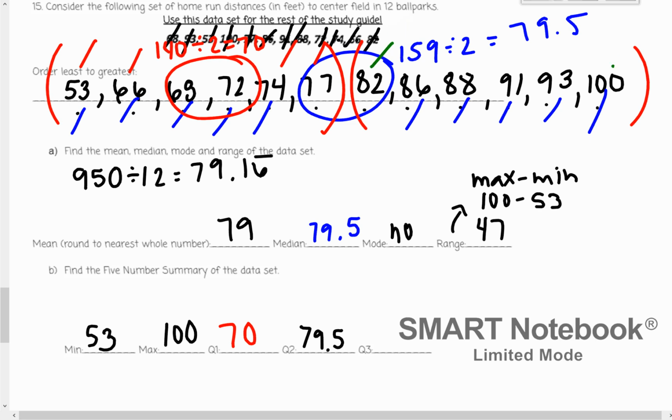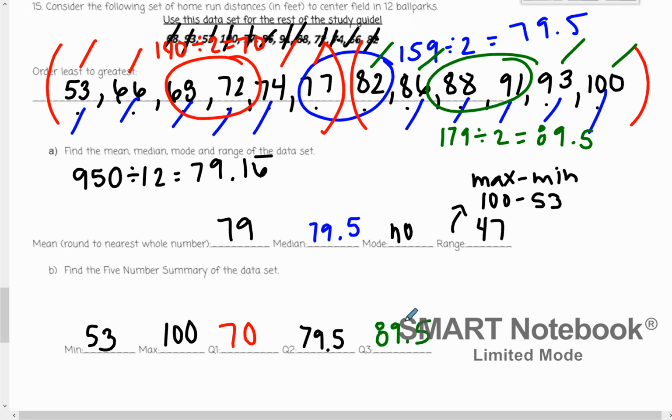Then we are going to do the same thing for our Q3. Cross off each side until I am left with one or two numbers in the middle. I add 88 plus 91 is 179. I divide it by 2 is 89.5. My Q3 is 89.5.